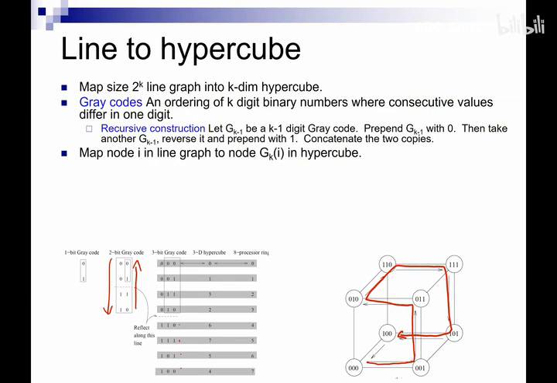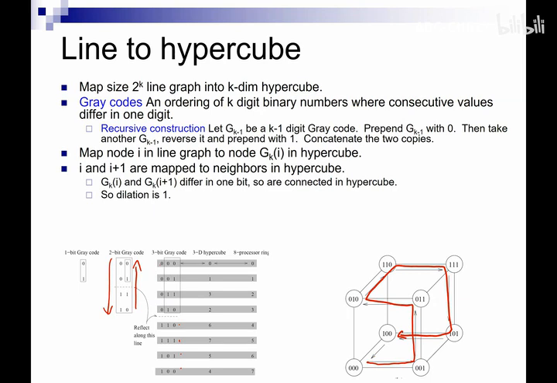Now let's see how good this mapping is. We want to look at the congestion and dilation of this mapping. In terms of dilation, what we know is that suppose you have 2 neighbors in the line, nodes I and I plus 1.